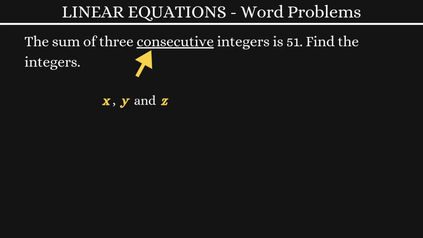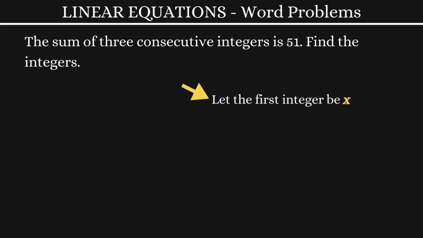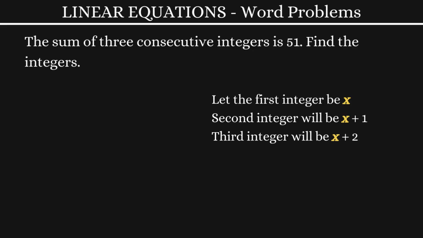Since they are consecutive, if we assume the first integer to be x, then the second integer will be 1 more than the first one, which is x plus 1. And the third integer will become x plus 2. And that means we have only one variable. Next, from our question, we know that the sum of these three integers is 51. So we can write x plus x plus 1 plus x plus 2 is equal to 51. This is our equation. Combining the like terms, we have 3x plus 3 is equal to 51.